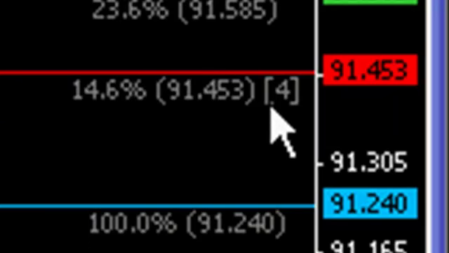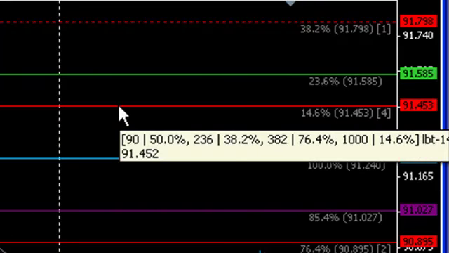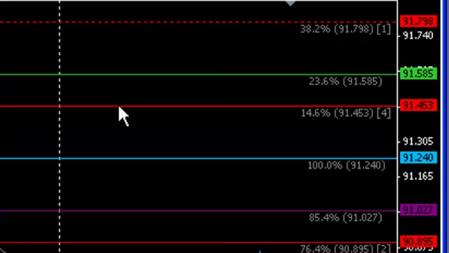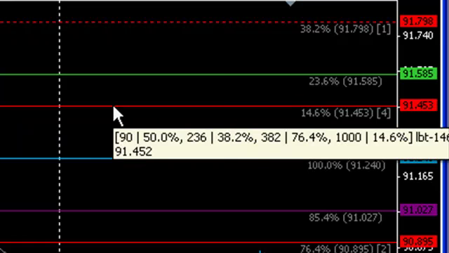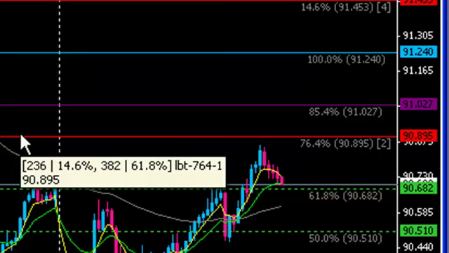So this sticky line here appears on 4 other charts. And the way you can see that is simply by mousing over. And you can see what other charts that sticky applied to. It was also on a 90 at 50%, on a 236 at 38.2%, a 382 at 76.4%, and 1000 at 14.6%. So a fairly strong barrier. And here we can see, for instance, that this was on a 236 at 14% and a 382 at 61.8%. So this helps you make a judgment as to how strong that barrier is.